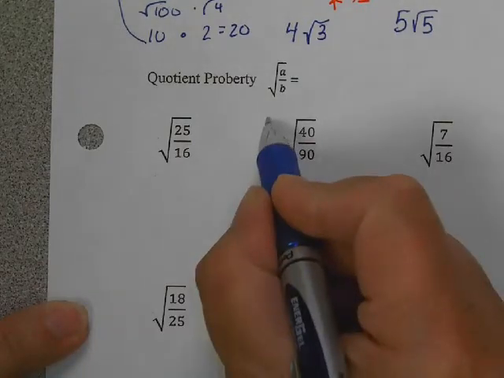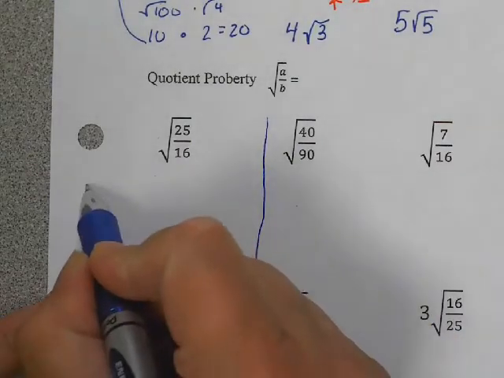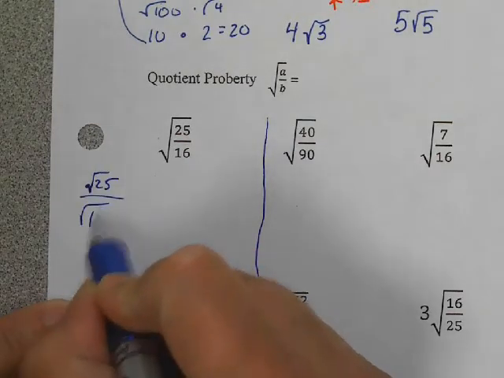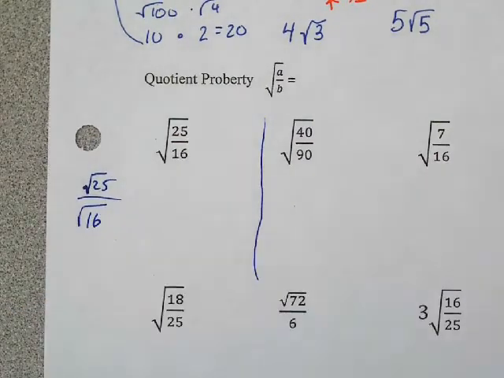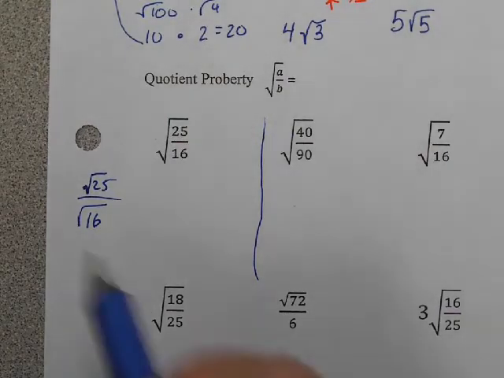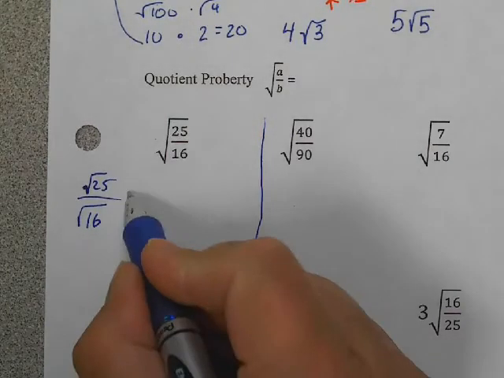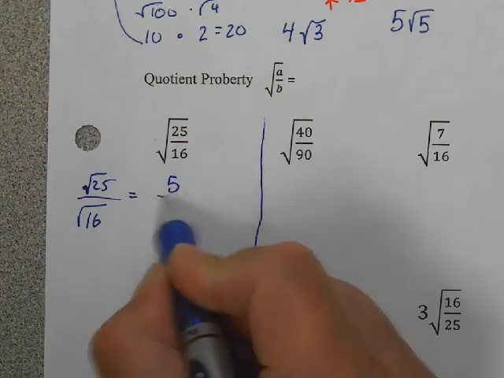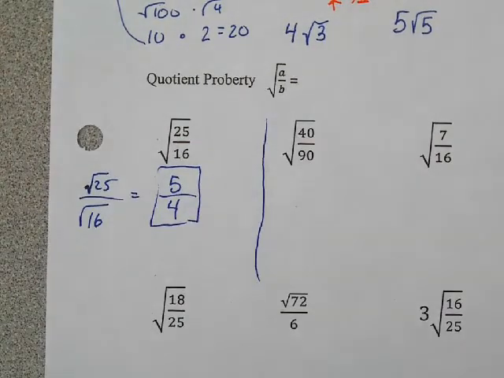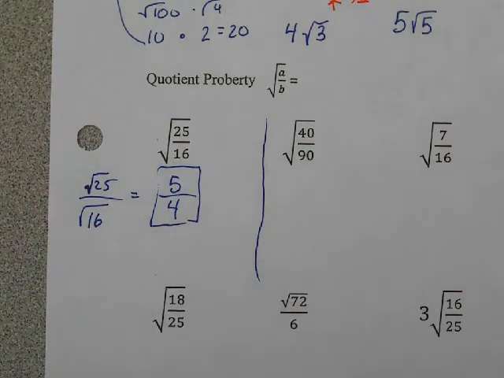I'm going to leave myself some space here. I would split this up so I have the square root of 25 over the square root of 16. So this took care of the issue of having a radical with a fraction under it. Now I'm going to work with each part. The square root of 25 is 5, and the square root of 16 is 4. So this problem's finished.